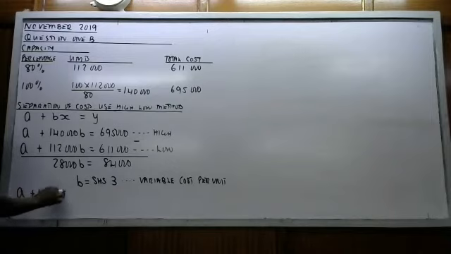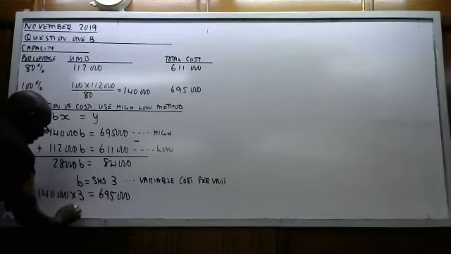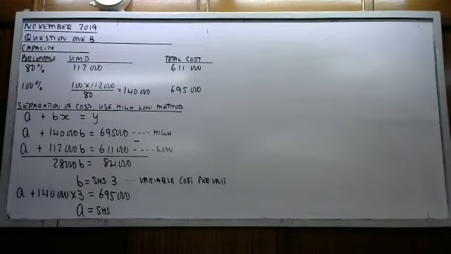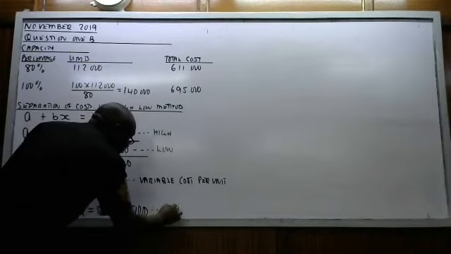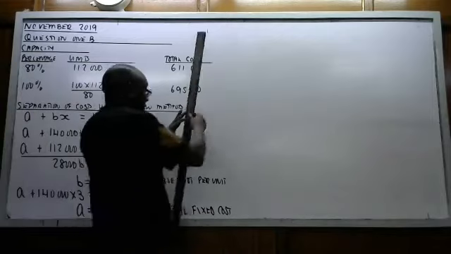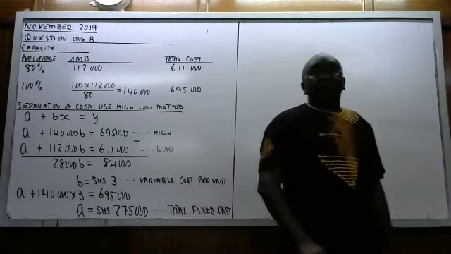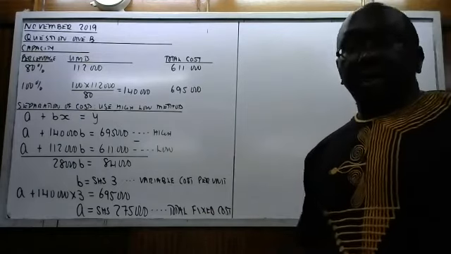Then I will come here and say A plus 140,000 times 3 is equal to 695,000. Based on that, I get A. If I multiply this, 140,000 times 3, and take 695,000 minus my answer, it is 275,000, and this is the total fixed cost. So that is how you separate costs.